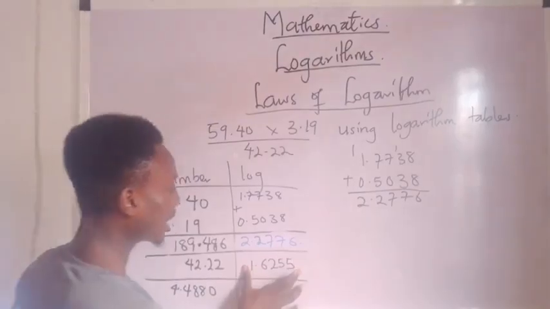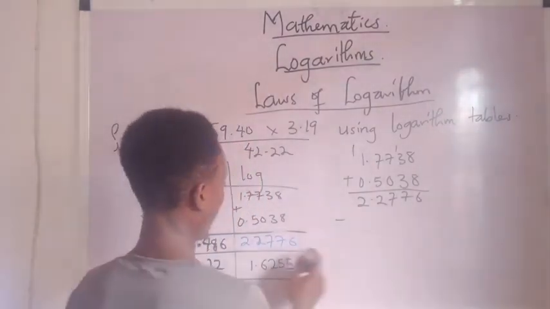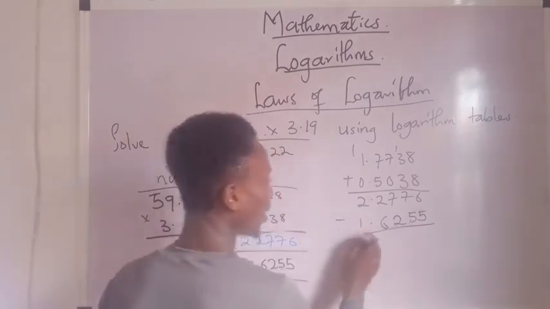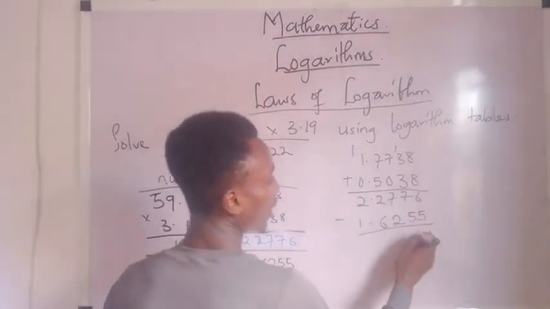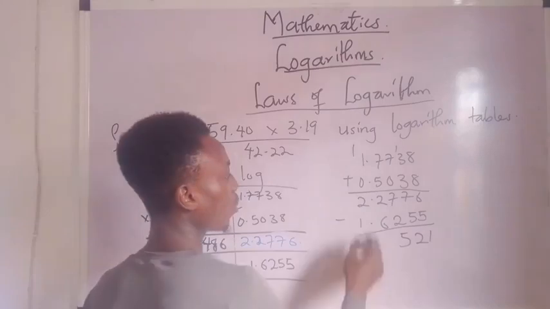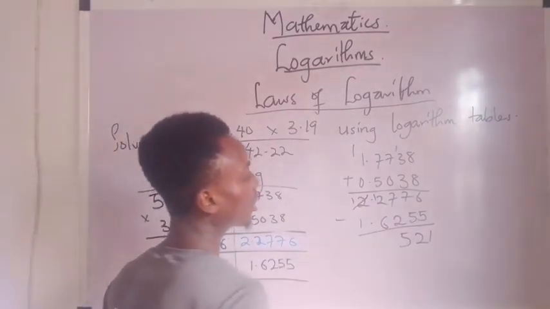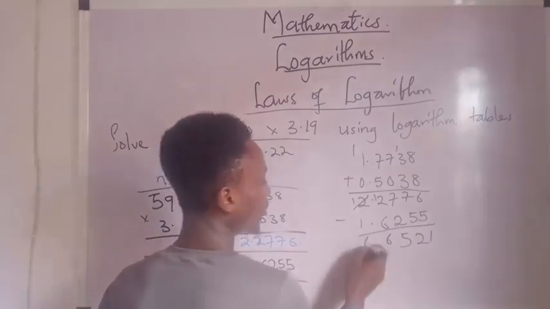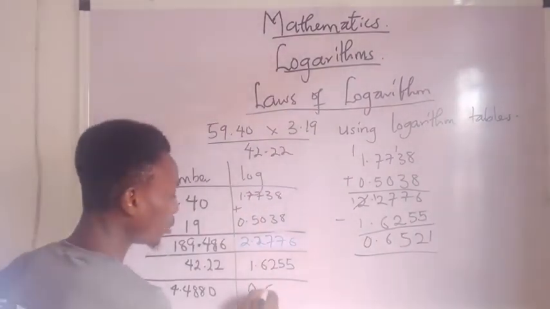And then what do we do to this? We subtract this now from this. And so we'll be having minus 1.6255. 6 minus 5, 1. 7 minus 5 gives us 2. This gives us 5. This cannot go, so we do what? We take 1 from here. 12 minus 6 is 6. 1 minus 1 gives us 0. Now this is our final answer in logarithm value.